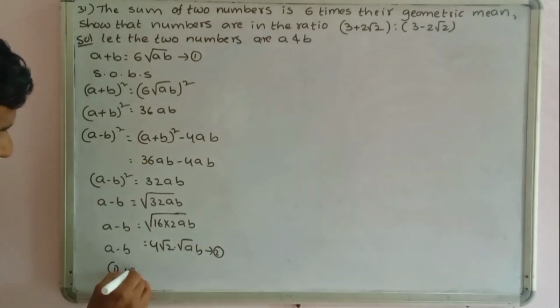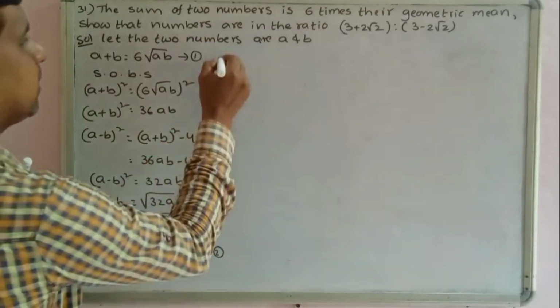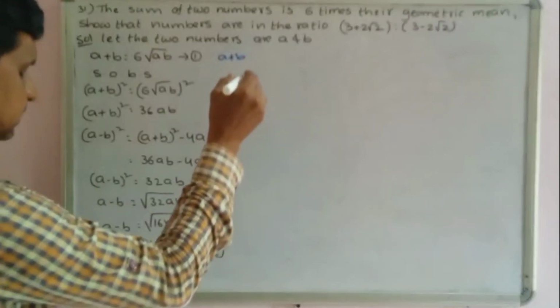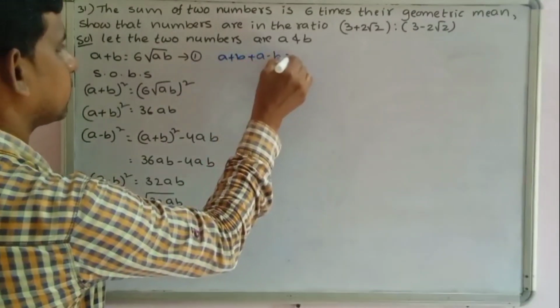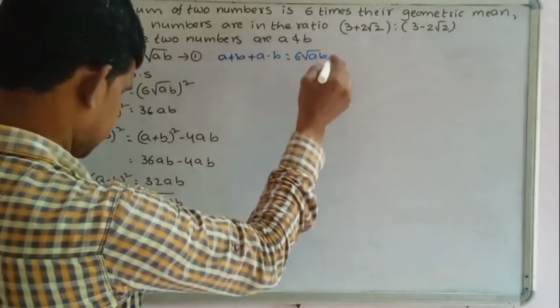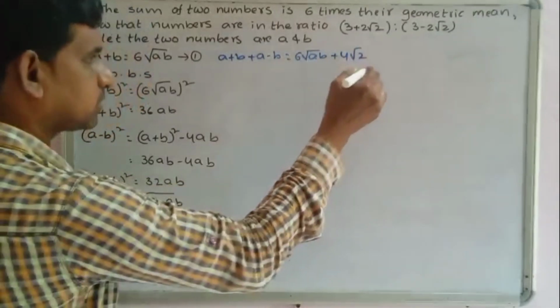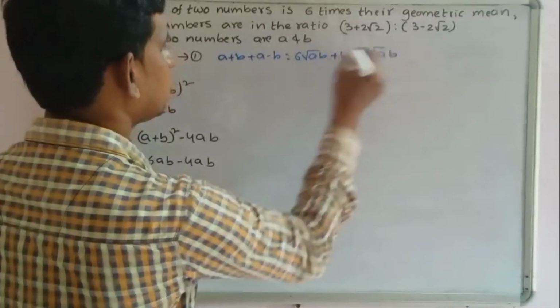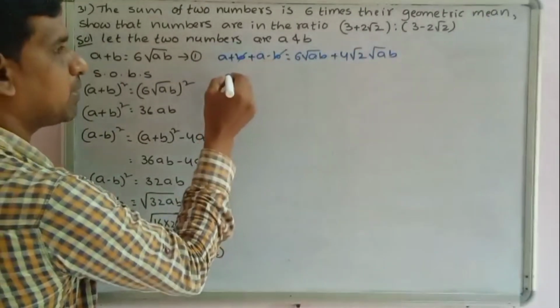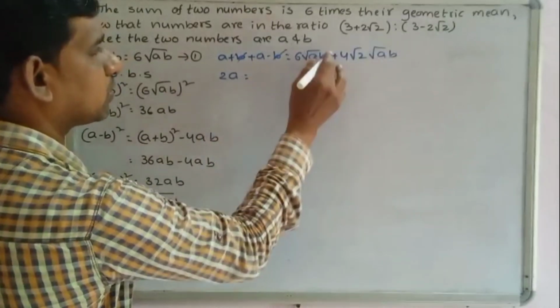Add 1 and 2. So do 1 plus 2. Here what is 1? A plus B. 2 means A minus B. So A plus B value is 6 root AB, plus 4 times root 2 times root AB. Okay, here B gets cancelled. A plus A is 2A. See here root AB is the common term.